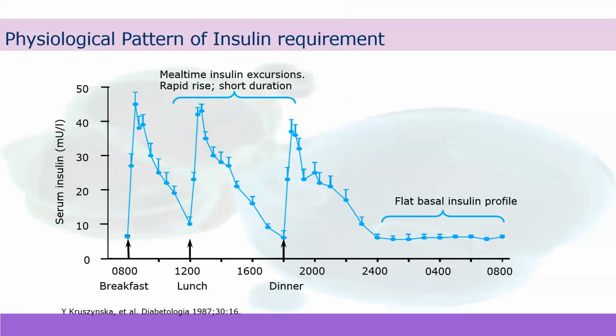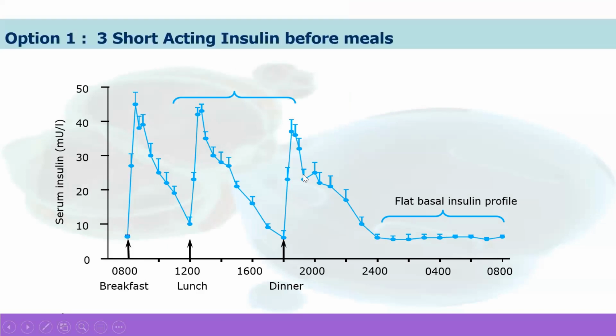Now, as I've discussed with you, the physiological pattern of insulin secretion is the basal profile, and we have 3 mealtime profiles: breakfast, lunch, and dinner. So if we want to treat the patient only with a short-acting insulin before meals, we have to give 3 shots before breakfast, before lunch, before dinner.